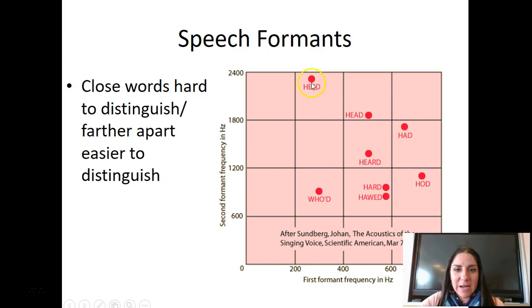Heed has a very high frequency for the second harmonic, but low for the first, and vice versa. This one has it right in the middle. So these are just some studies from Scientific American of these speech formants.